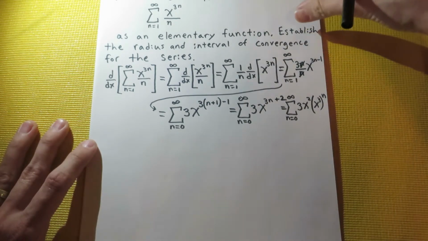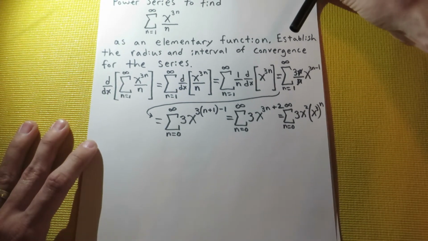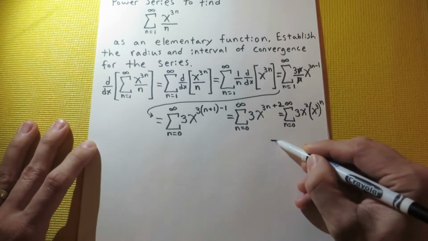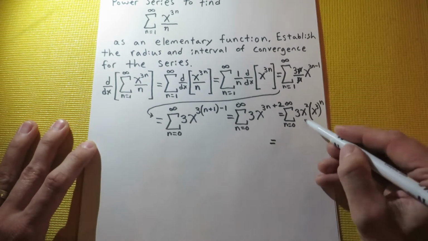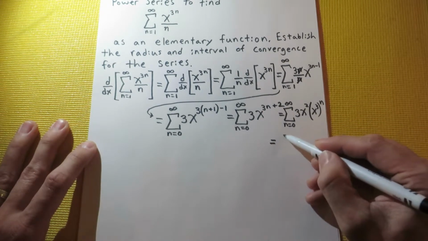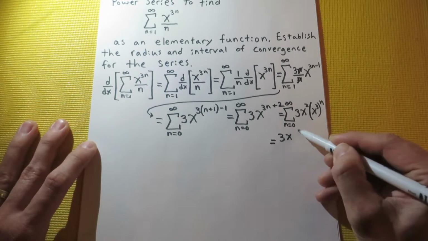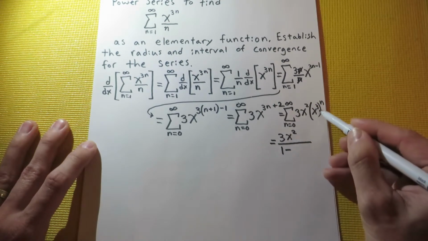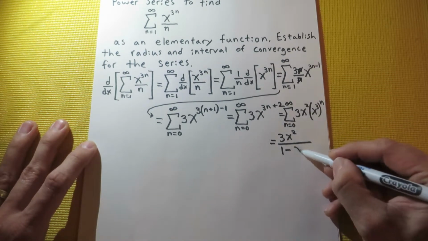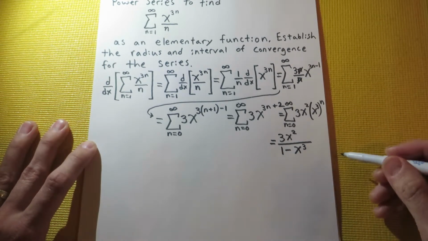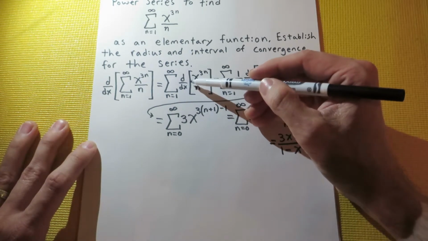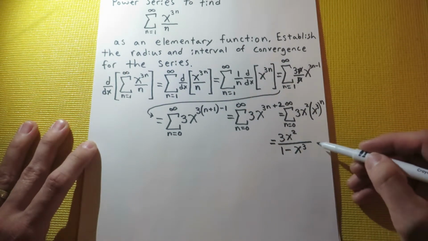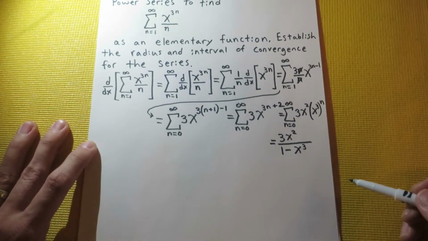So we know that along the interval of convergence, this is just going to equal our a value, which is 3x squared, over 1 minus our common ratio, which is x cubed. But because we took our derivative here, because we differentiated, we're going to have to integrate this to figure out what that elementary function was.